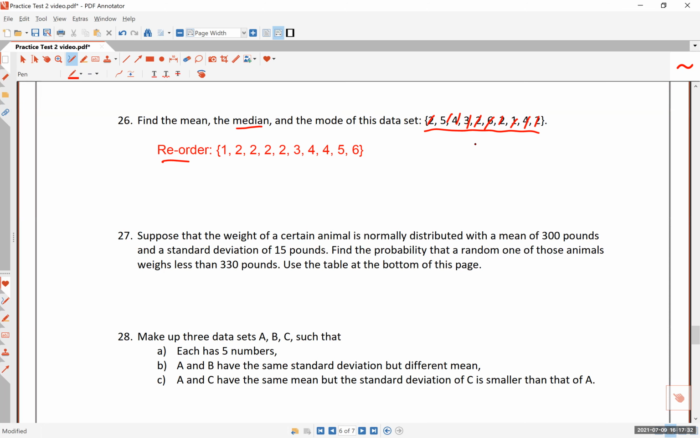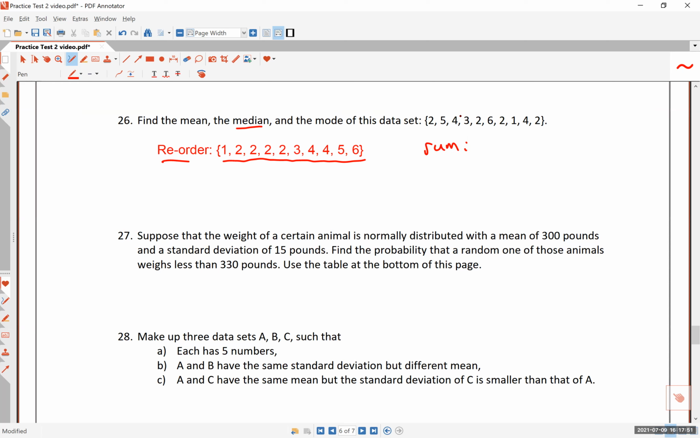We have 10 numbers here. After you reordered this, make sure you also have 10 numbers so that you have no duplicates and no omission. And then let's find the mean. All right, so to find the mean, you have to add up all of these numbers, right? So let's find the sum.